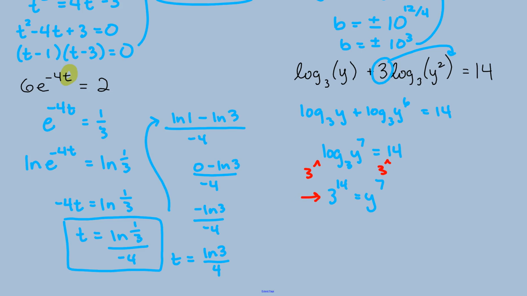Okay, so we want y. We don't want y to the 7th, we want y. Let's take the 7th root of both sides. And this is the same as having 3 to the 14 sevenths. That would be the same as 3 squared. And 3 squared is 9, so y is 9.